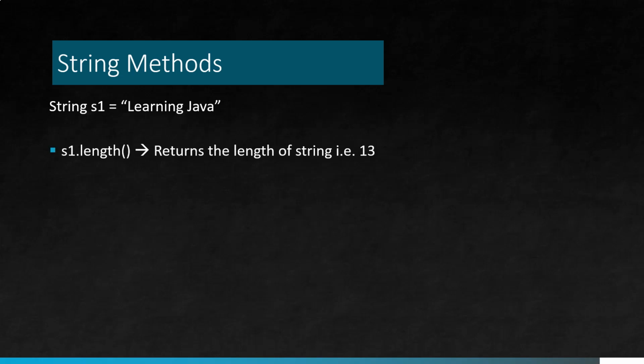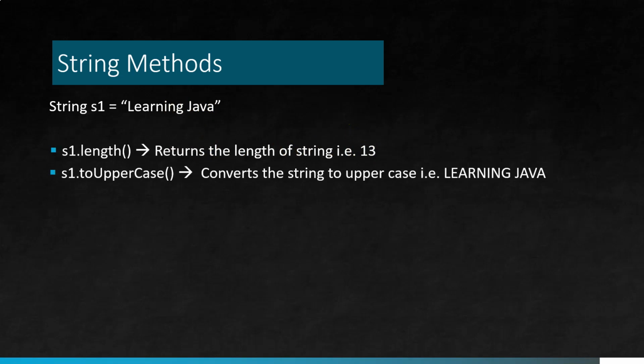In our case, the length of the string is 13, but if you count the number of characters, it's actually 12. The length method includes the whitespace character which is present between the words. If you look at learning Java, there is a whitespace here, and the length will count the whitespace also. That's why even if there are 12 characters, the total length of the string is 13.